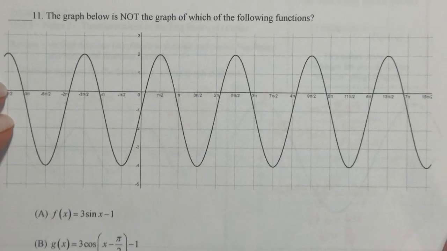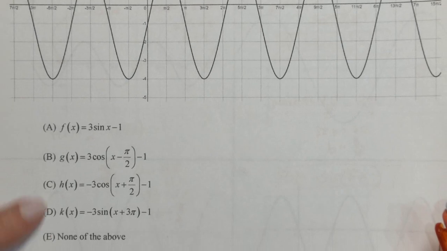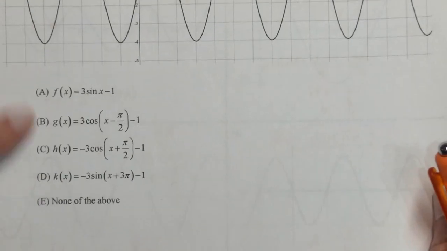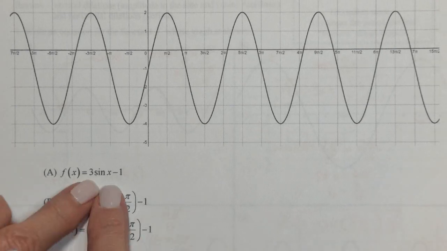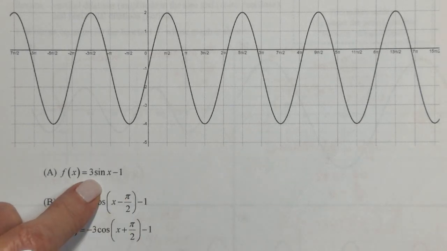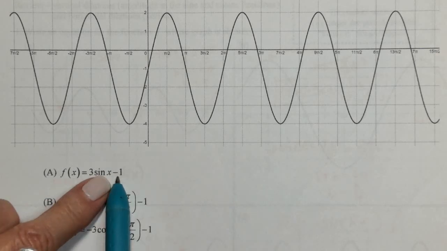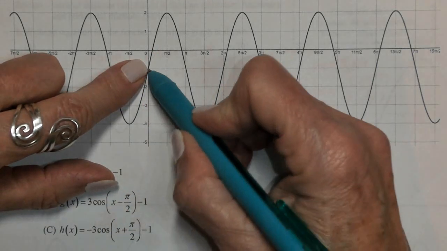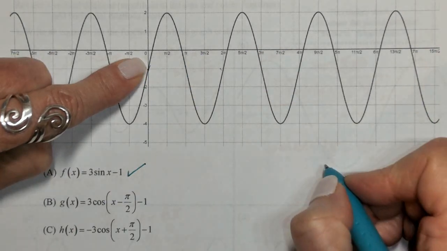Okay, one more example. The graph below is not the graph of which of the following functions? And I have all of these equations. Well, let's take it apart. Let's start with this sine. Here I see the regular sine graph with an amplitude of 3, just shifted down 1. Is this sine with amplitude 3? Yes, it is. That one works.